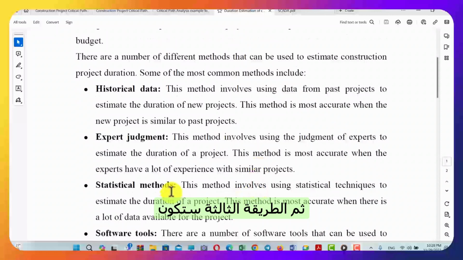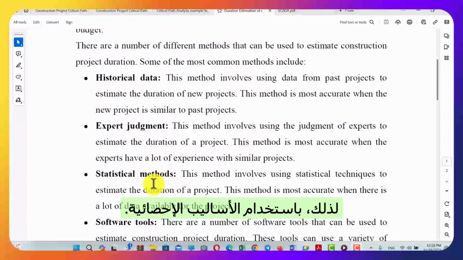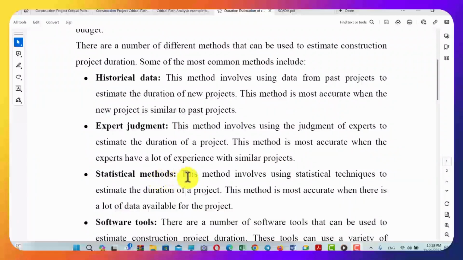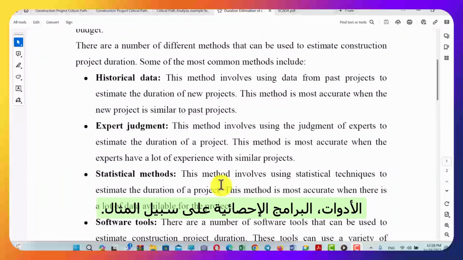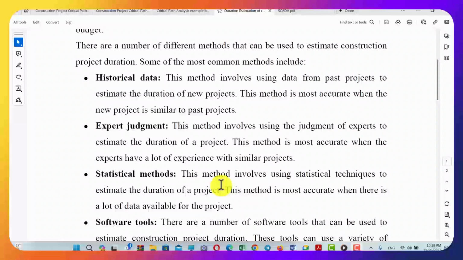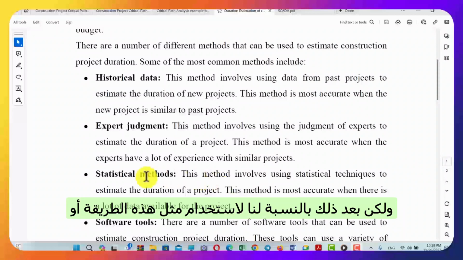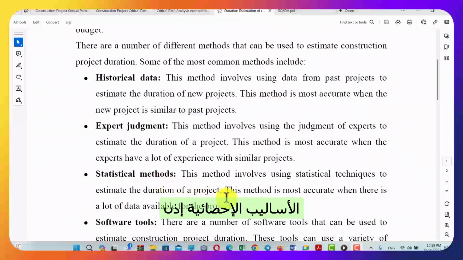Then the third method would be the statistical methods. This method involves using statistical techniques to estimate the duration of a project. What does this mean? It means that we use the statistical tools, statistical software, for example. Okay, but then for us to use such a method, we must have enough data.